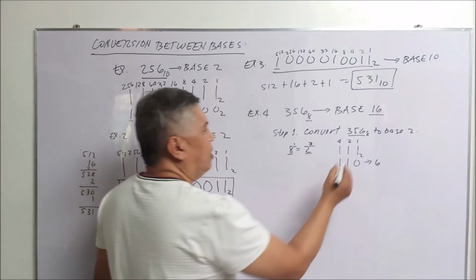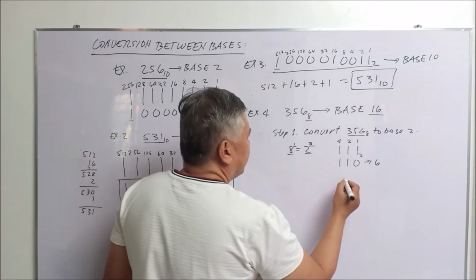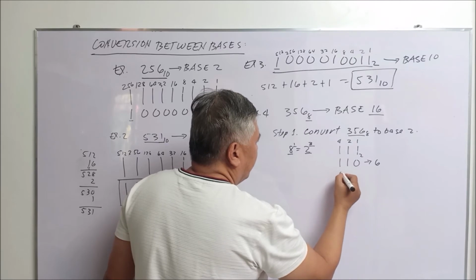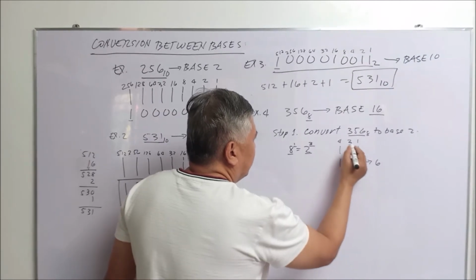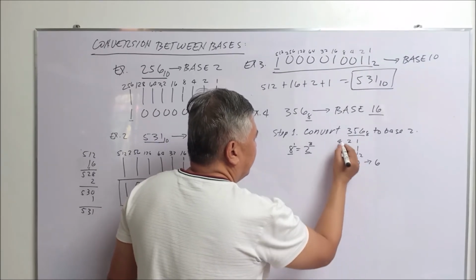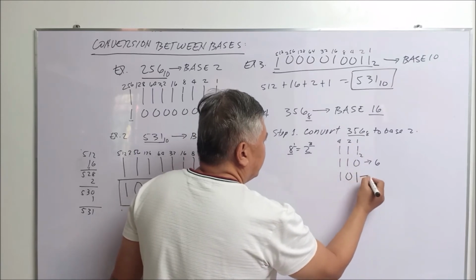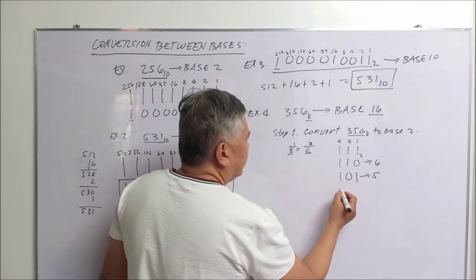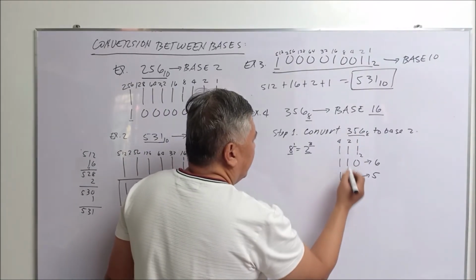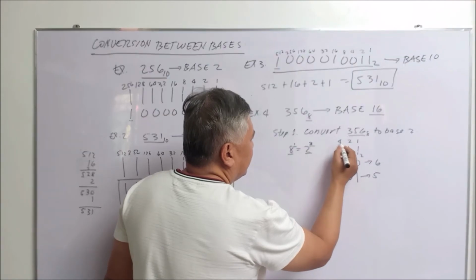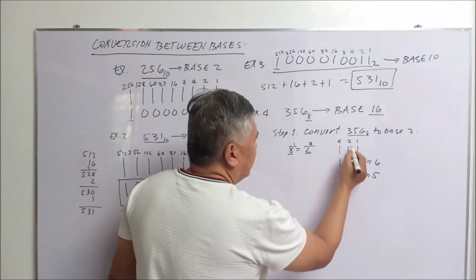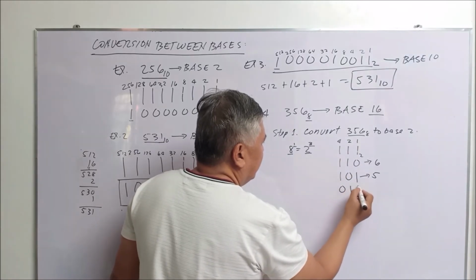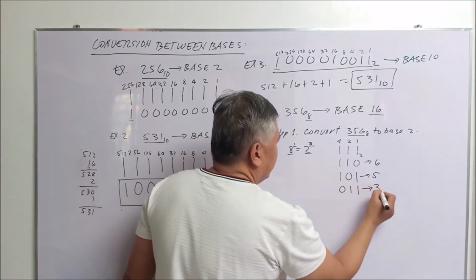Alright? Then how about 5? So you have what? 4 plus 2 is 6, so you make this 0. 4 plus 1 is 5. So that is 5. And then how about 3? So your 3 will be what? You cannot use 4, so you make this 0. You use 2 and 1. 2 plus 1 is 3. So this is 0, 1, 1. That is equivalent to 3.